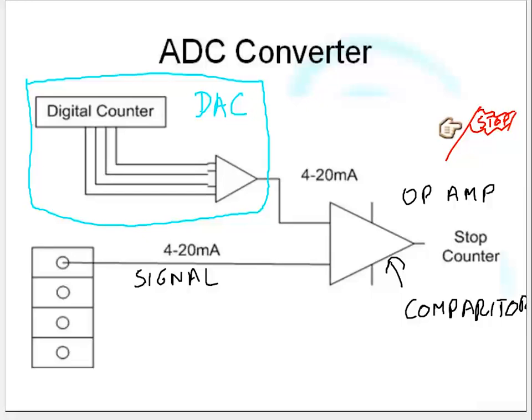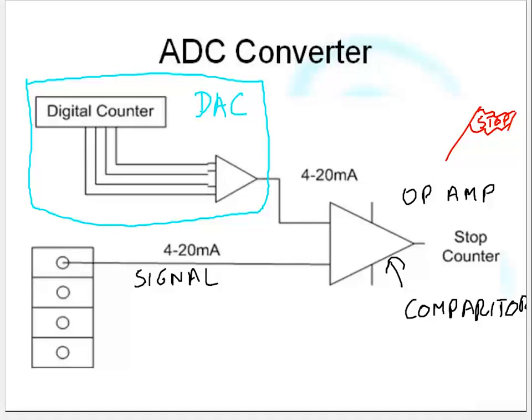Now, once it's stopped the counter, whatever happens to be in the counter must be the digital equivalent of whatever happens to have come in on the signal, because they both generated the same number of milliamps. Now, to explain that a bit more, I'm going to do an example.